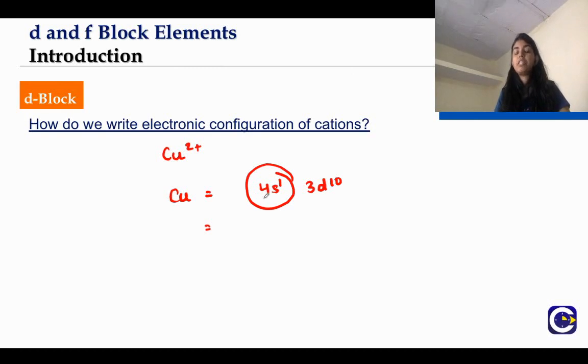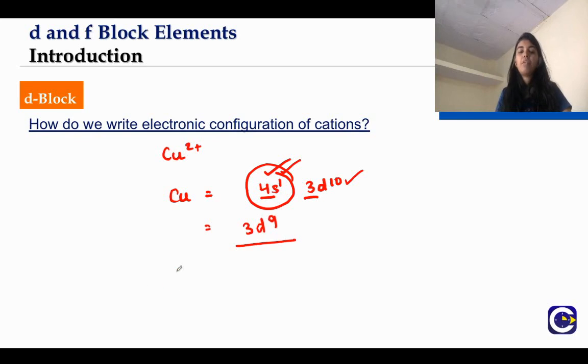Now amongst the principal quantum number 3, that is orbit number 3, and the principal quantum number 4, that is orbit number 4, which one is far from the nucleus? That is orbit number 4, right? So removal of an electron from this orbit will be easier because it gets less nuclear charge from the nucleus. So 4s will go first, and then you will remove electrons from d. 1 electron from this, 1 electron from this. So this will become 3d9.